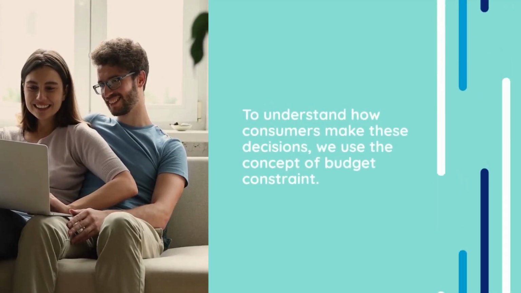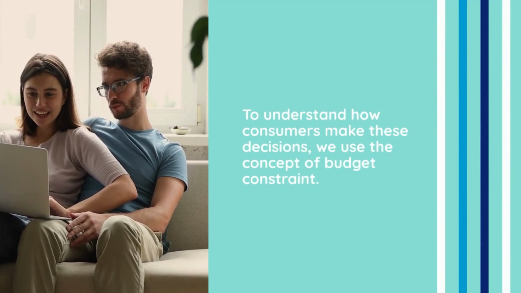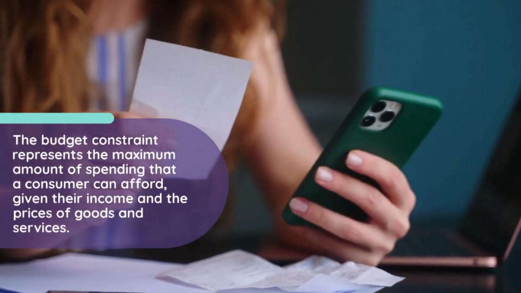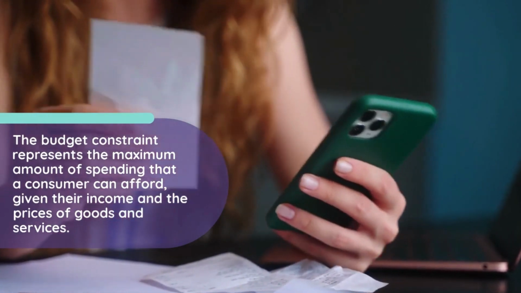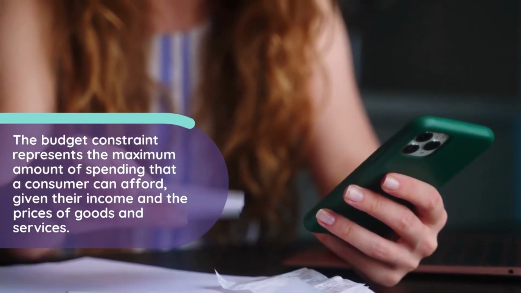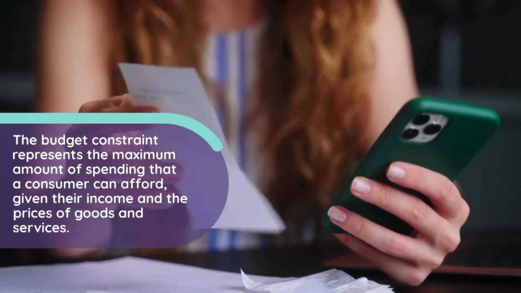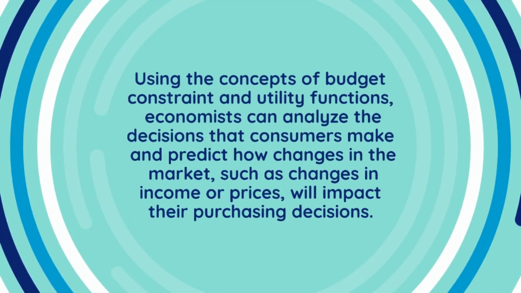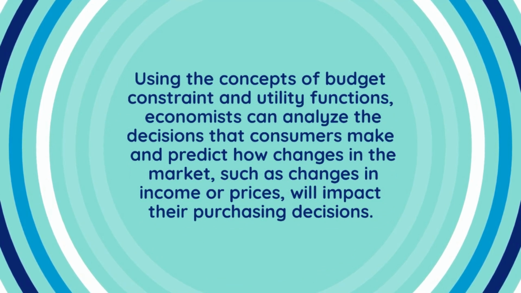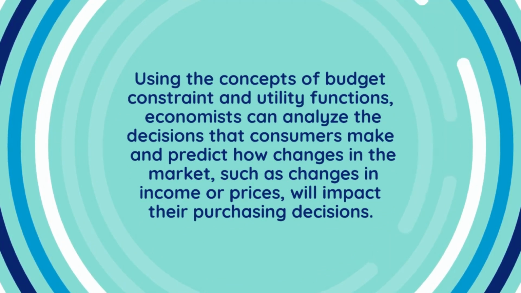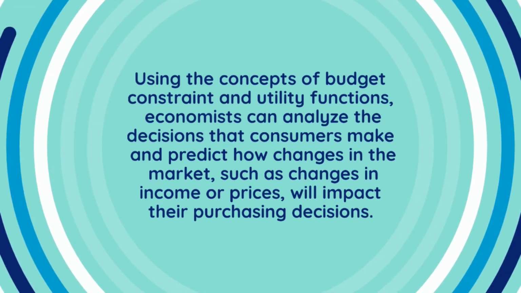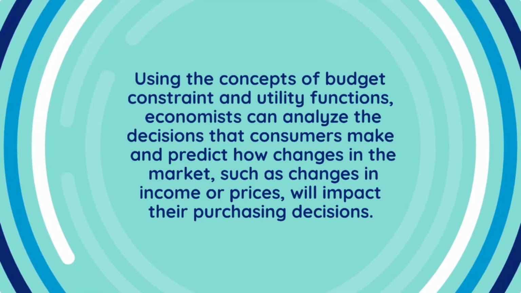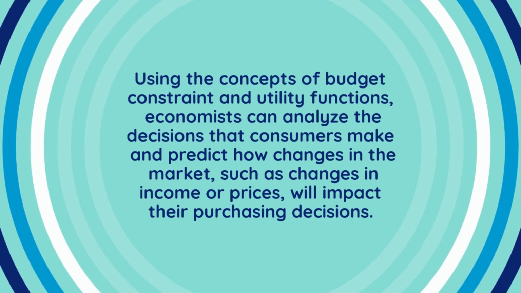To understand how consumers make these decisions, we use the concept of budget constraint. The budget constraint represents the maximum amount of spending that a consumer can afford, given their income and the prices of goods and services. Using the concepts of budget constraint and utility functions, economists can analyze the decisions that consumers make and predict how changes in the market, such as changes in income or prices, will impact their purchasing decisions.